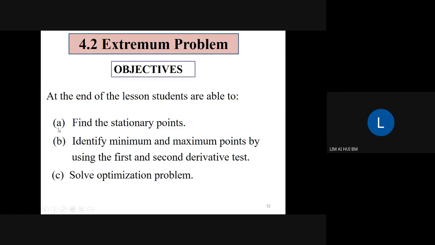Okay, and we have 3 objectives under this subtopic. The first one is to find the stationary point. Second, to identify minimum and maximum point by using the first and the second derivative test. And the third objective is to solve optimization problem. Done? Have you all done? Okay. So firstly, I will go for stationary point.